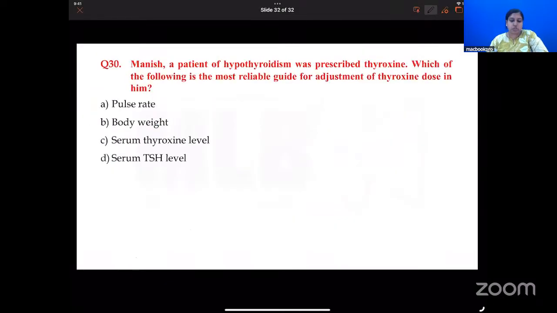Yes. The last question of the day. Manish, a patient of hypothyroidism, was prescribed thyroxine. Which of the following is the most reliable guide for adjusting the thyroxine dose?